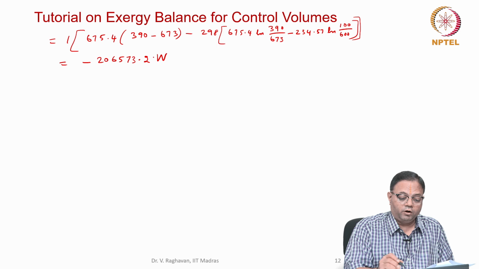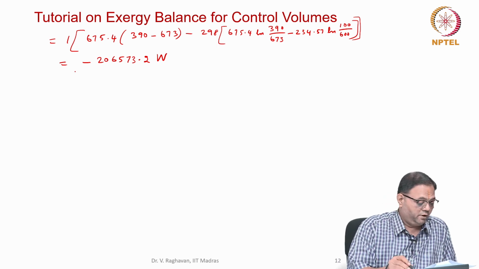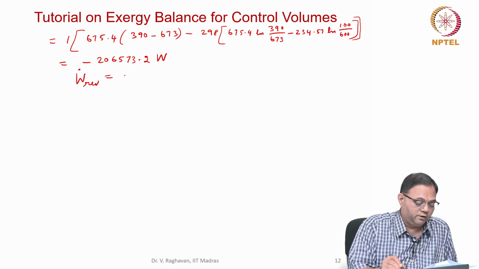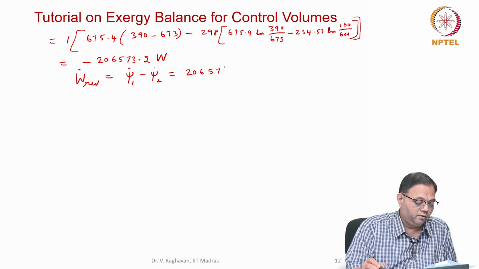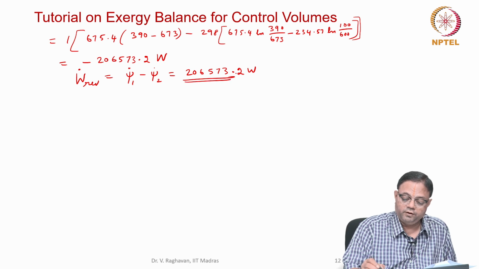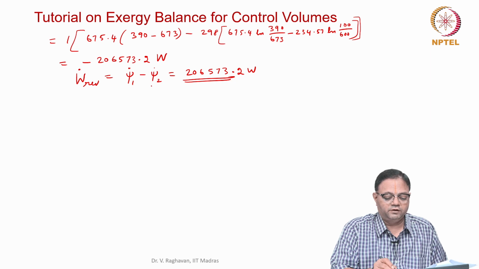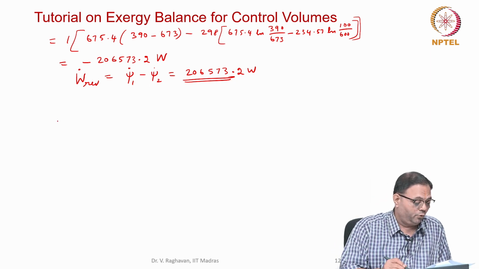Okay, so now this is the final state minus initial state exergy. Now the reversible work, the rate at which reversible work is done, is the negative of that. So that will be equal to 20657 watts. So this is the reversible work done. Initial state exergy has to be more than the final state exergy to deliver a positive work. So that is what you get in this value.